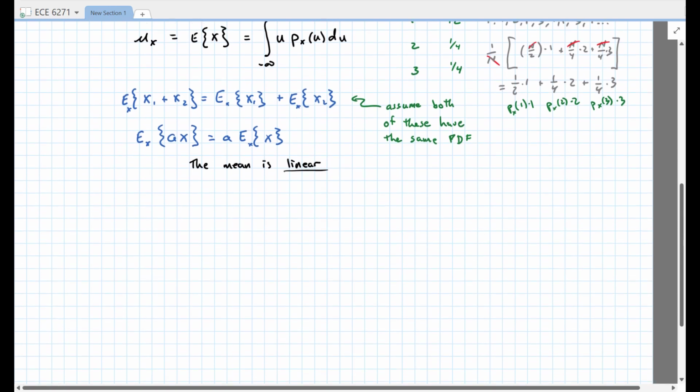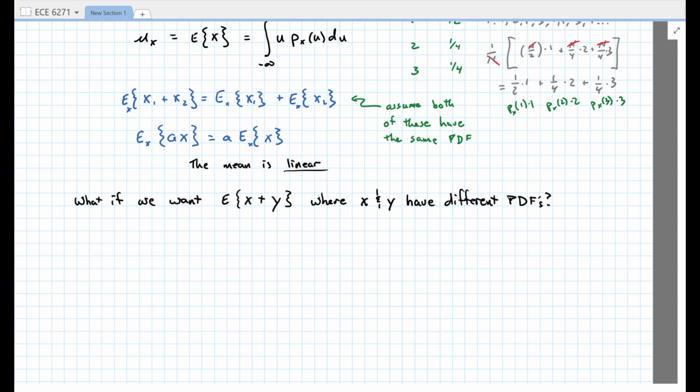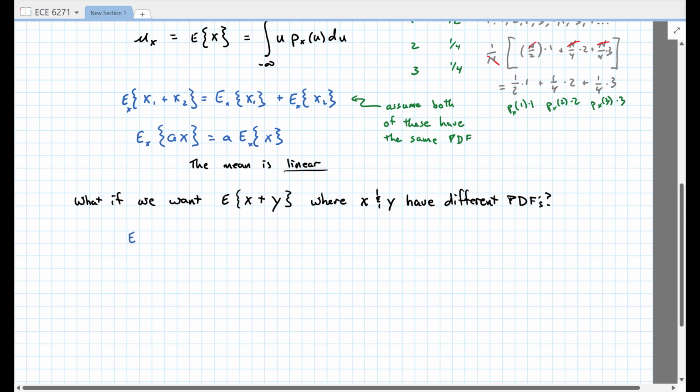Okay, there's that. What happens now in the case where we have two random variables and they do not have the same PDF, and we want to find the expectation of the sum of these two random variables? What happens then? Well, this is a little tricky, isn't it? Because the expectation has to be in terms of a PDF, and now we're asking for an expectation of two values that don't share a PDF.